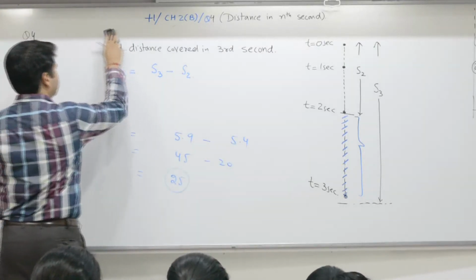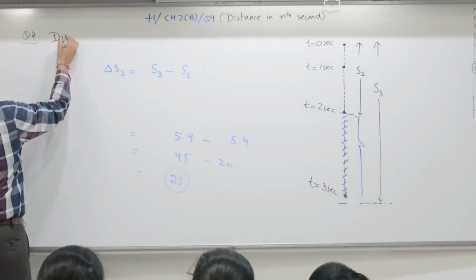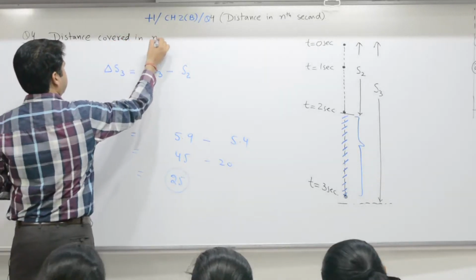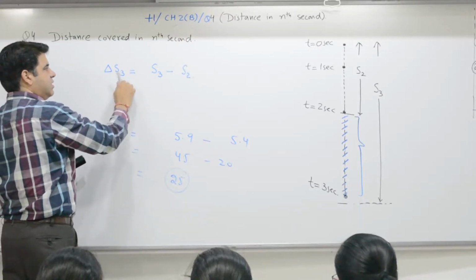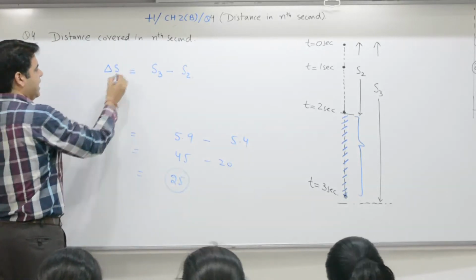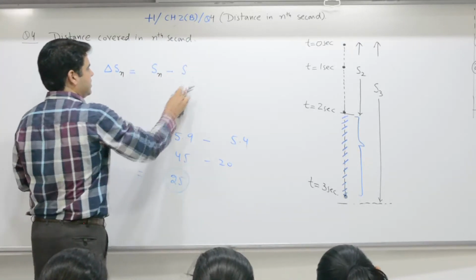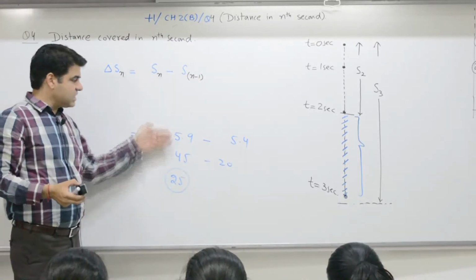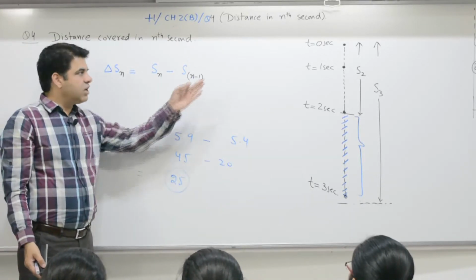Question number 4. Distance covered in nth second. For the third second, it was distance covered in 3 seconds minus distance covered in 2 seconds. So distance covered in nth second will be equal to distance covered in n seconds minus distance covered in n minus 1 seconds. Even if I don't have the result of this formula, I can solve this question on the basis of 9th class knowledge.